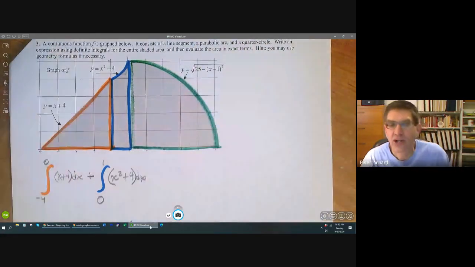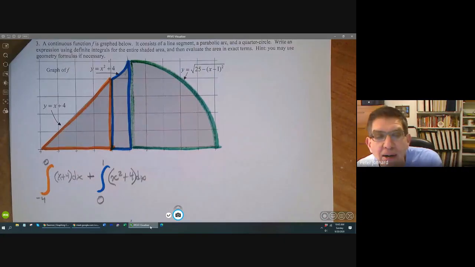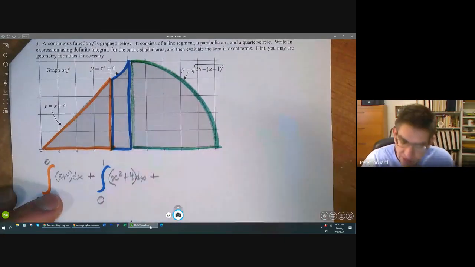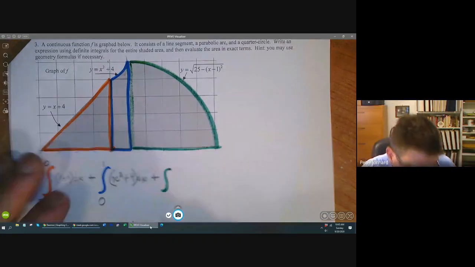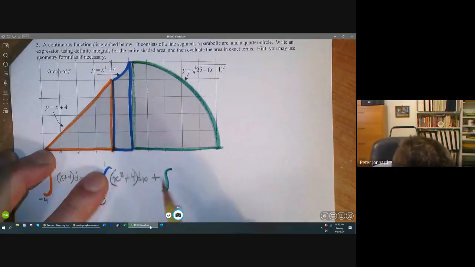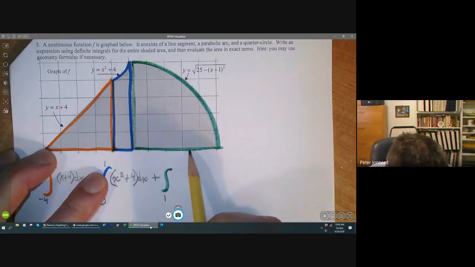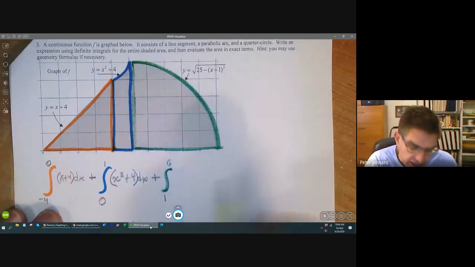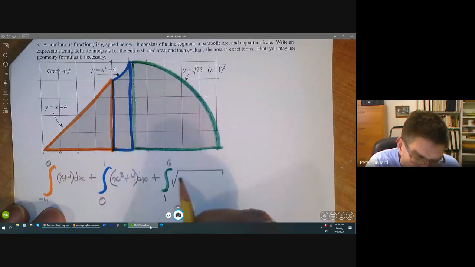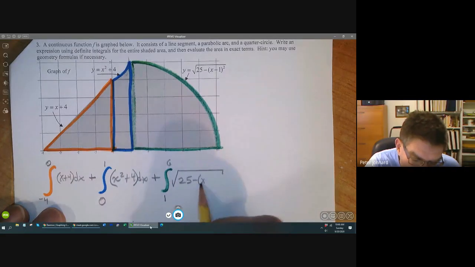There we are. So we're integrating that, so plus the integral from 1, let's see, 2, 3, 4, 5, 6 to 6 of this, the square root of 25 minus (x minus 1) quantity squared dx.